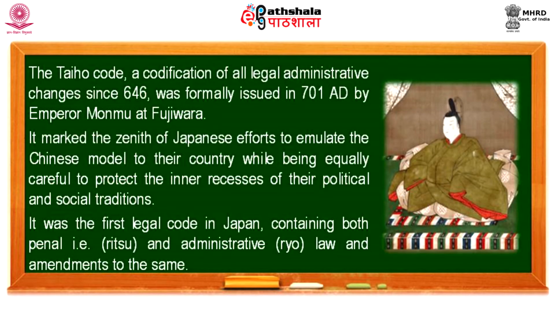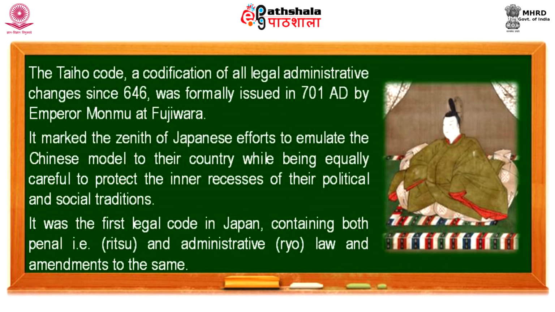Now let us turn our focus towards the Taiho Code. The Taiho Code, a codification of legal and administrative changes since 646, was formally issued in 701 AD by Emperor Monmu at Fujiwara. It marked the zenith of Japanese efforts to emulate the Chinese model in their country while being equally careful to protect the inner recesses of their political and social traditions.